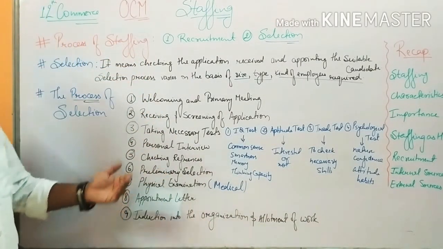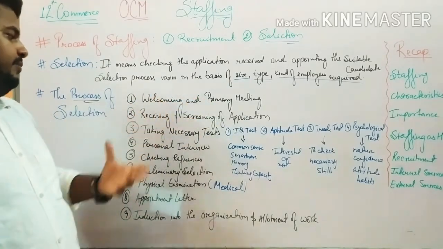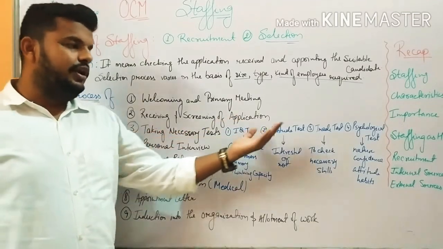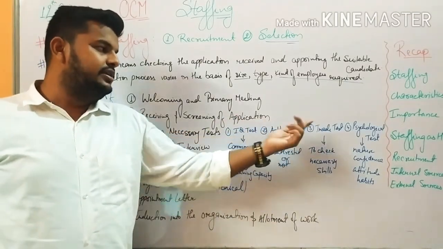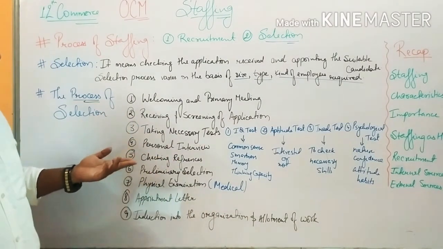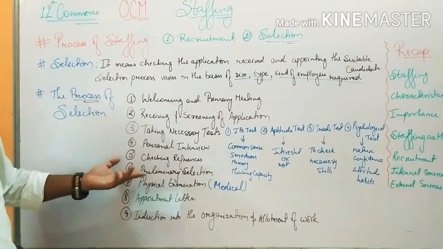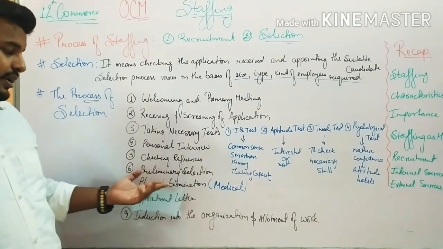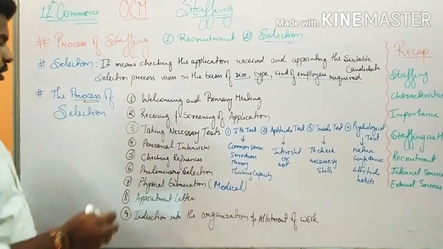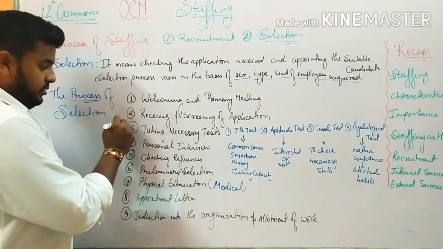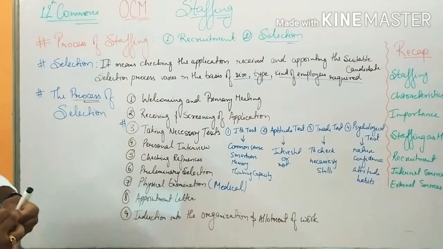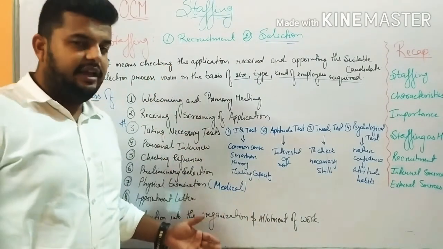It is a 9-step process: welcoming and primary meeting, receiving and screening of application, taking necessary tests, 4 types of tests: IQ test, aptitude test, trade test, and psychological test. Personal interviews, checking reference, preliminary selection, that is shortlisting, medical examination, appointment letter, and induction into the organization. This one is an important point, taking necessary tests. So these are the 9 steps of the process of selection.